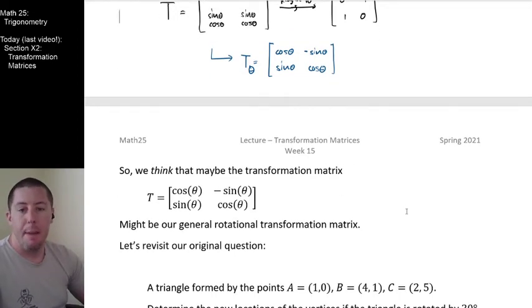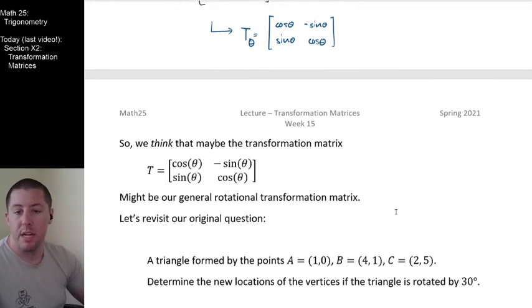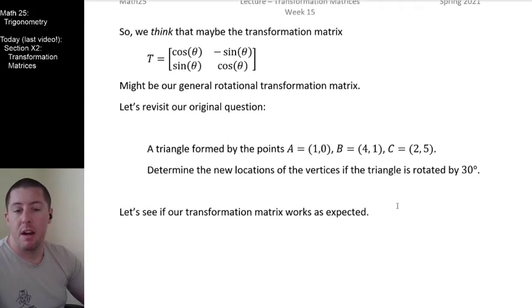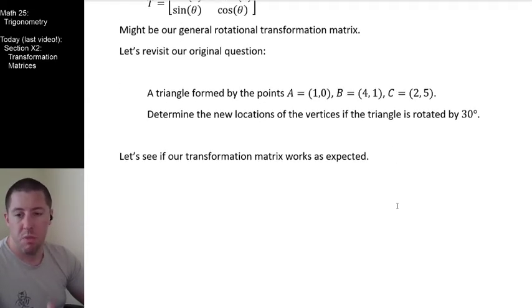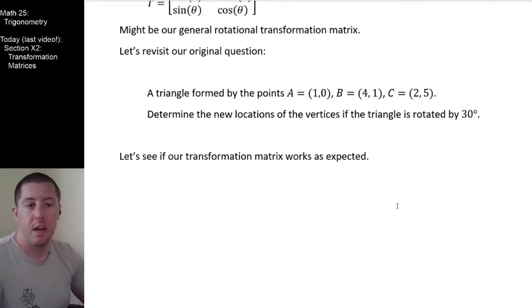So we think that maybe the transformation matrix that looks like this, which is exactly what you said, cosine on the main diagonals, positive sine in the lower left, negative sine in the upper right, might be our general rotational transformation matrix. So let's revisit our original question and see if we get this thing to work out the way that we think that it might. Are we going to get this thing, a rotation by 30 degrees, to work out properly here?